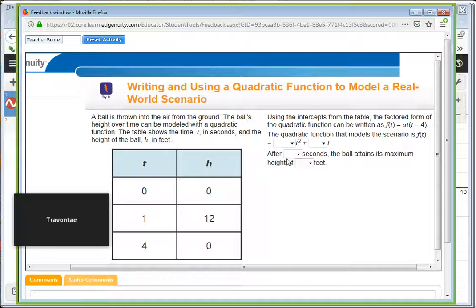All right. So now, after how many seconds does the ball attain its maximum height? What's the maximum height that the ball reaches? 12. And after how many seconds does the ball get to its maximum height? Watch out now. 1. Is 1 one of your answer choices here? Yeah. Is 12 one of your answer choices here? Yeah. So you're probably straight with that one, I would say.